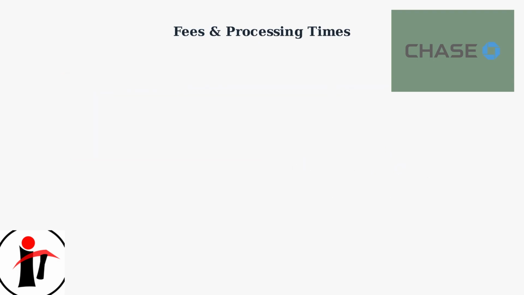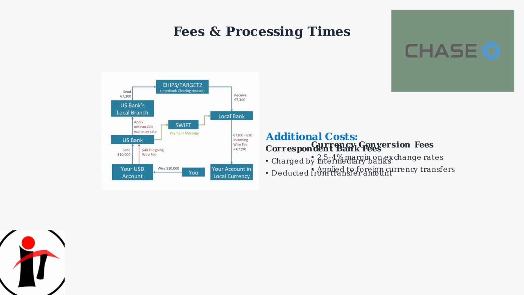Beyond Chase's fee, there are additional costs to consider that can significantly impact the total amount you receive. Correspondent bank fees are charged by intermediary banks in the transfer chain and are typically deducted from your transfer amount. Currency conversion involves a margin of 2.5 to 4% on exchange rates.